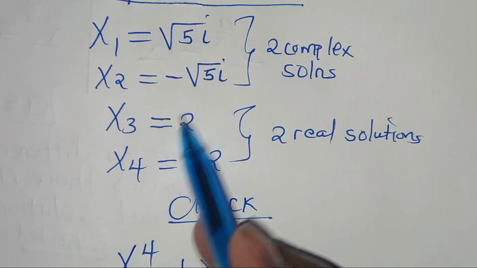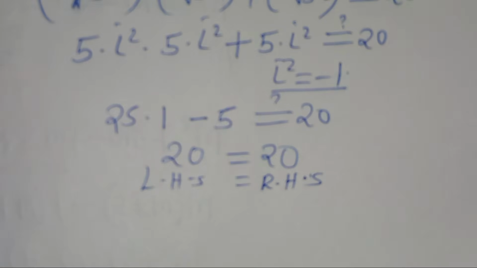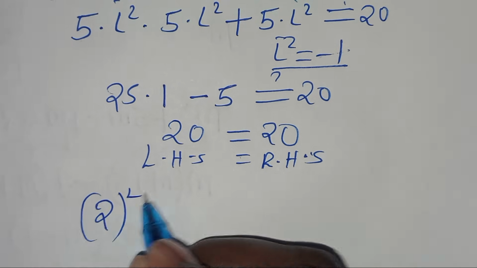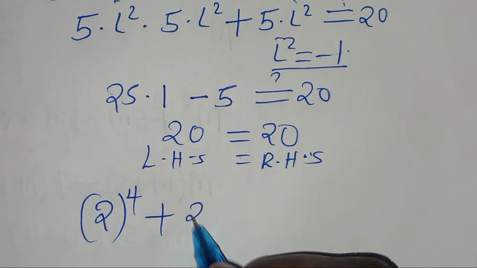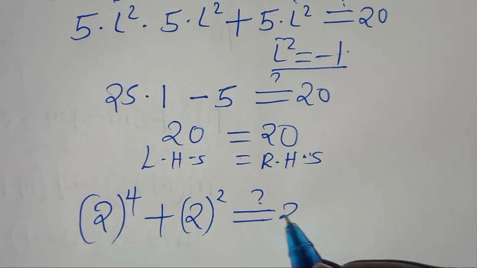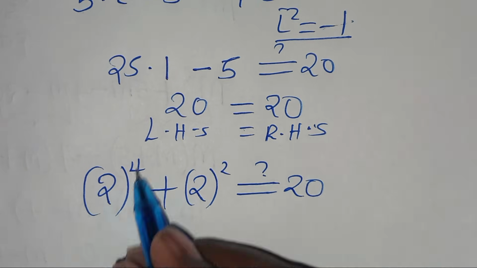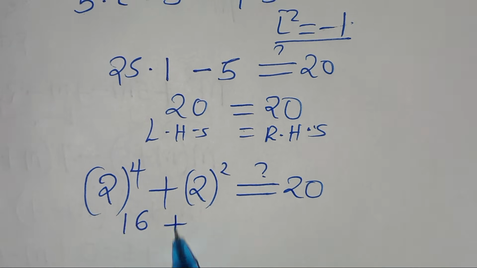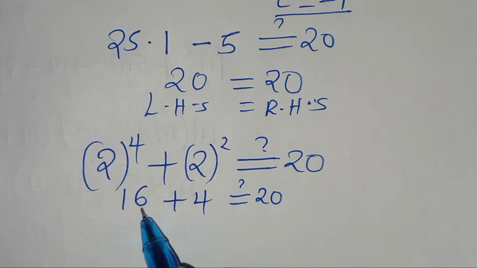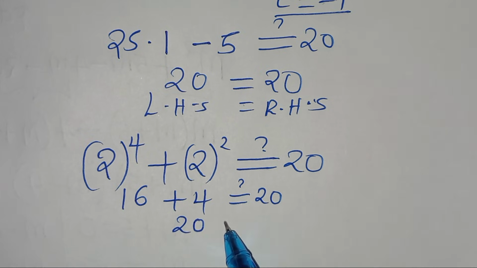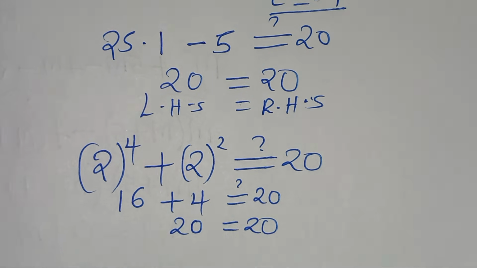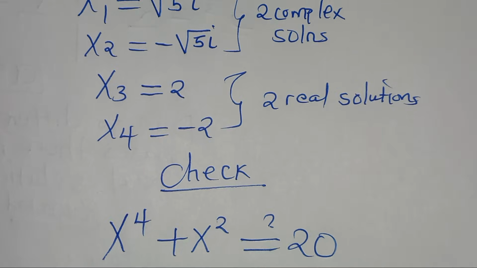Let's take x3, which is 2. So we have 2 to the power of 4, then plus 2 raised to the power of 2. This should give us a value of 20. 2 to the power of 4 is 16, plus 2 squared, which is 4. 16 plus 4 is 20, which is equal to 20. And this is true that x3, which is 2, satisfies the equation.